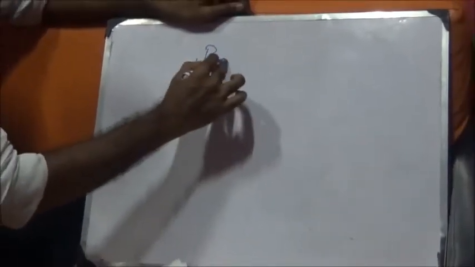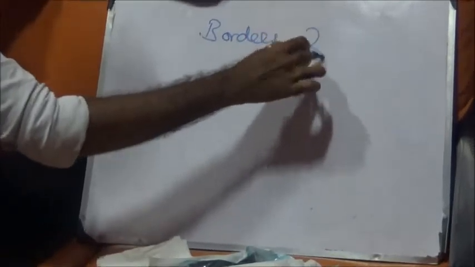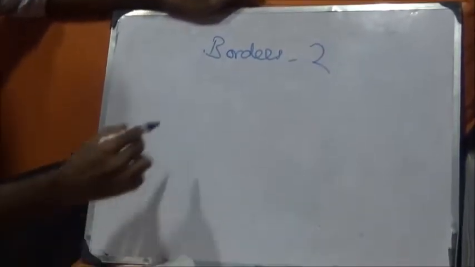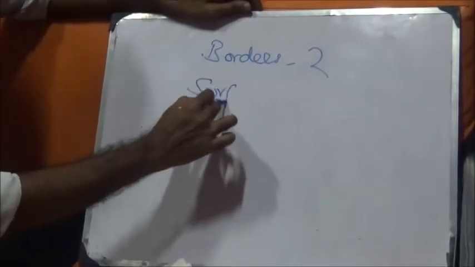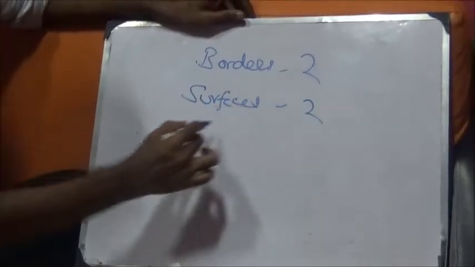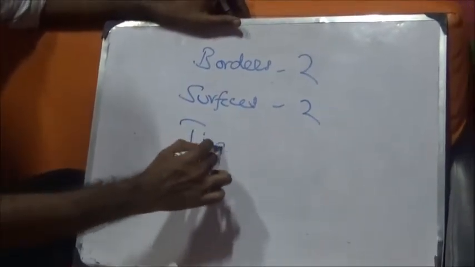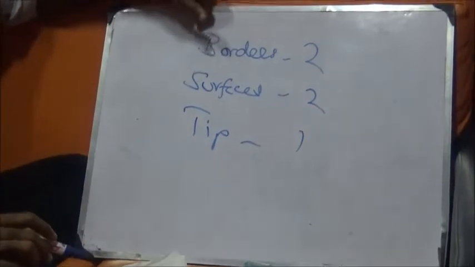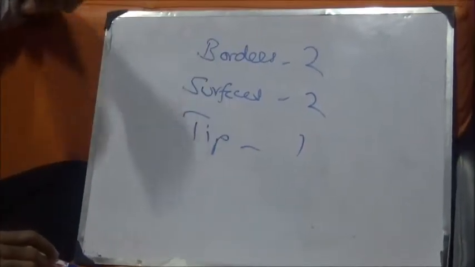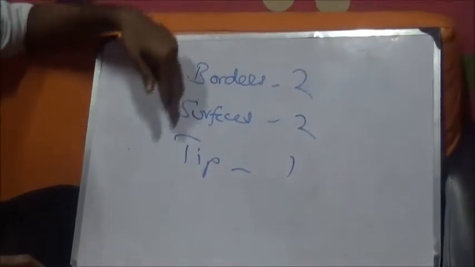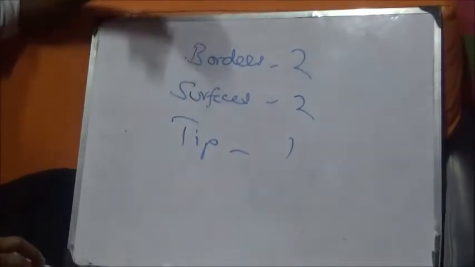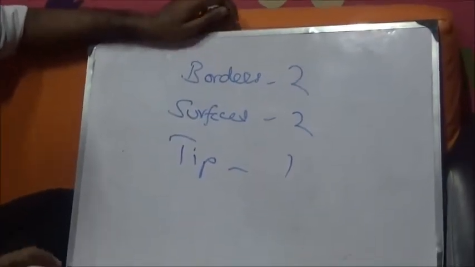So the blade has got two borders, okay, and two surfaces, and it has got one tip. So these are the parts of the blade. Understanding this is very essential to use the straight elevator or Copeland or spade, whatever it is. So we will discuss what is this.